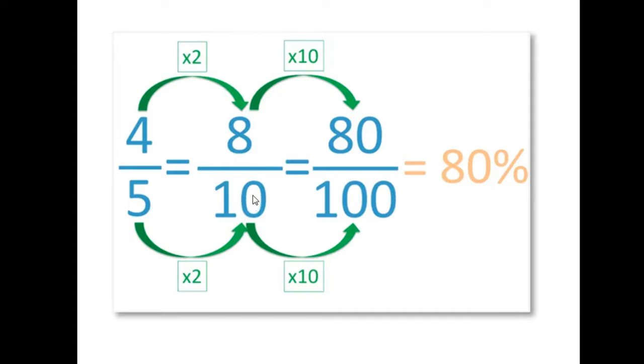Now with 8 over 10, you get 10 in the denominator. Your work is to get the denominator as 100. So you will multiply numerator as well as denominator by 10. 8 into 10 is 80. 10 into 10 is 100. You get 80 over 100. So how can you write it? It is 80%.